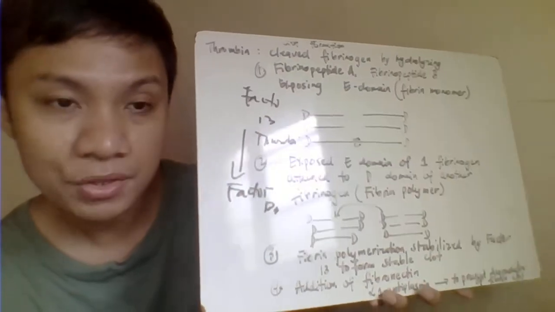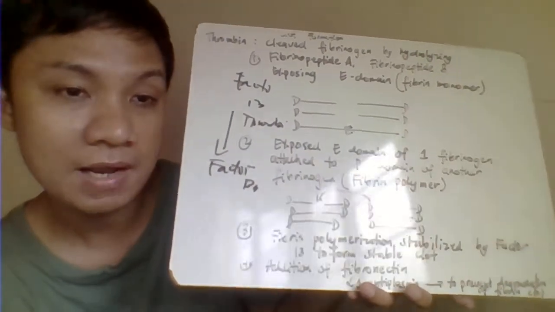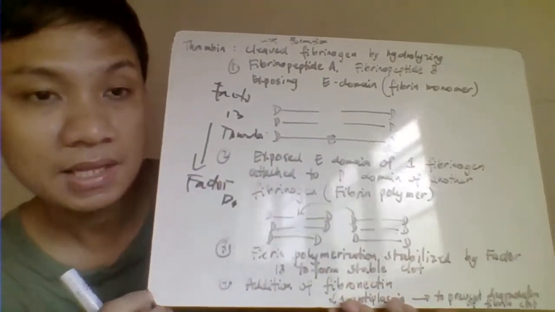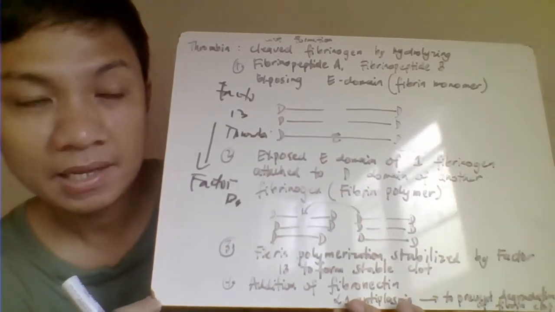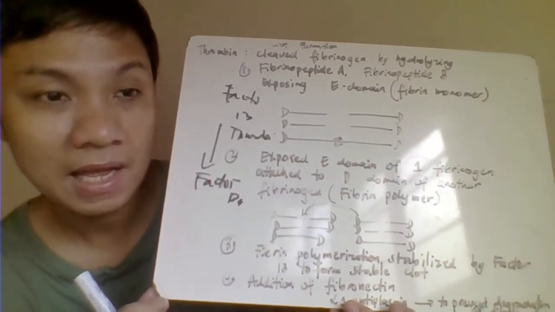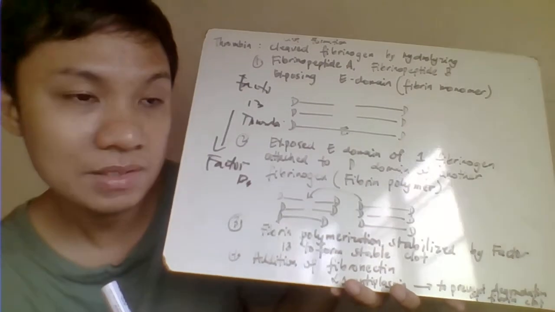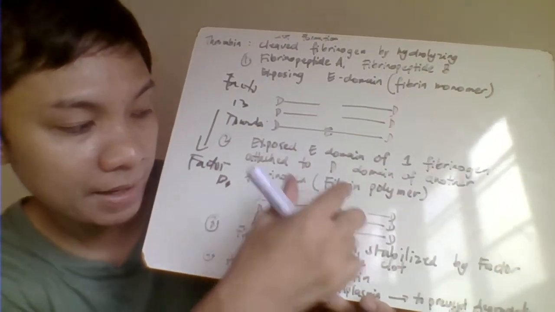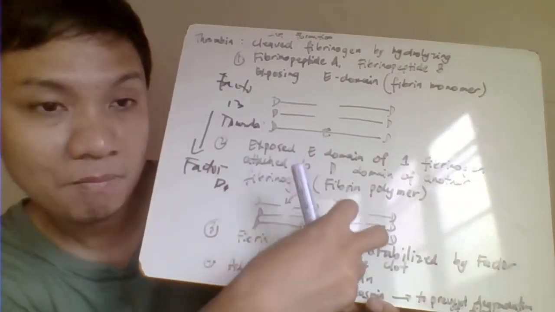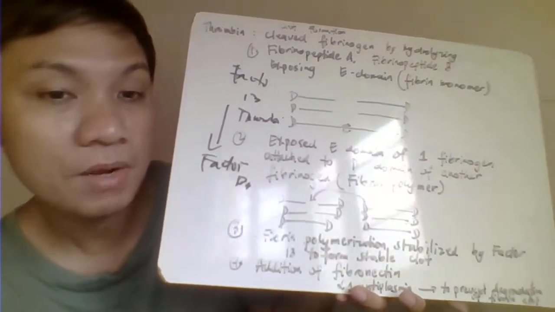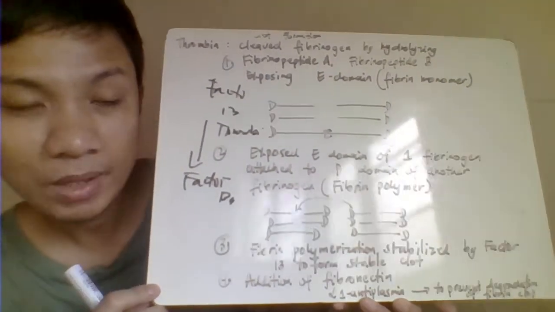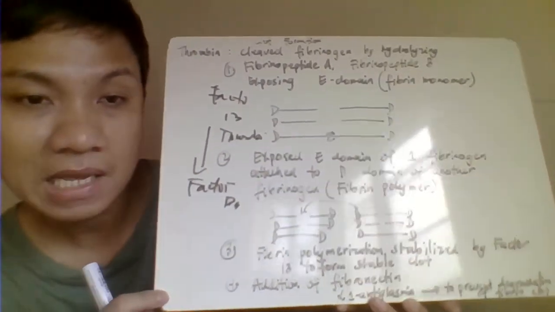Okay, so once your factor 13 is activated, ano ulit ang function ng factor 13? It tries to be a transglutaminase, a transamidase. So, mean to say, it tries to cross-link these, to bind para maging stable ang clot natin. Okay, without your factor 13, hindi magiging stable ang clot.